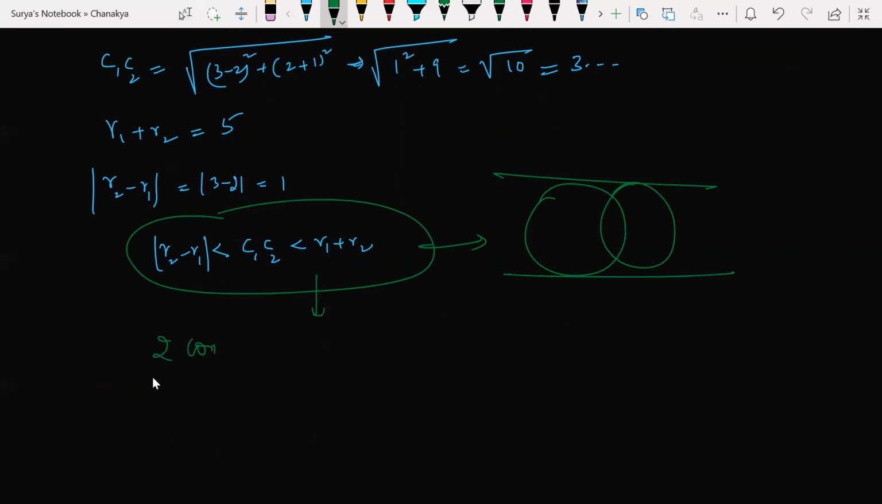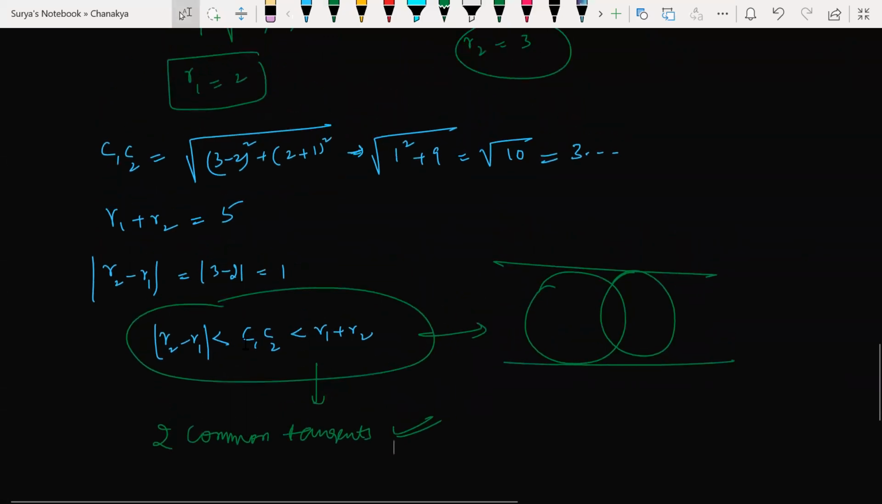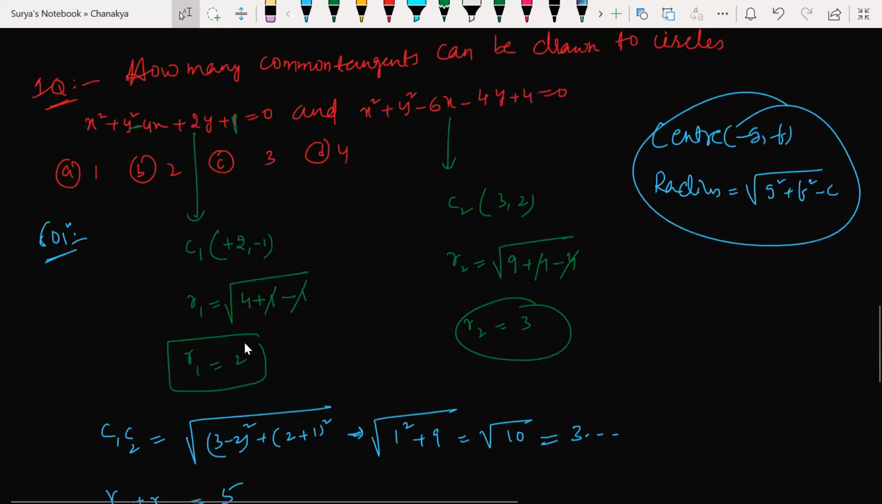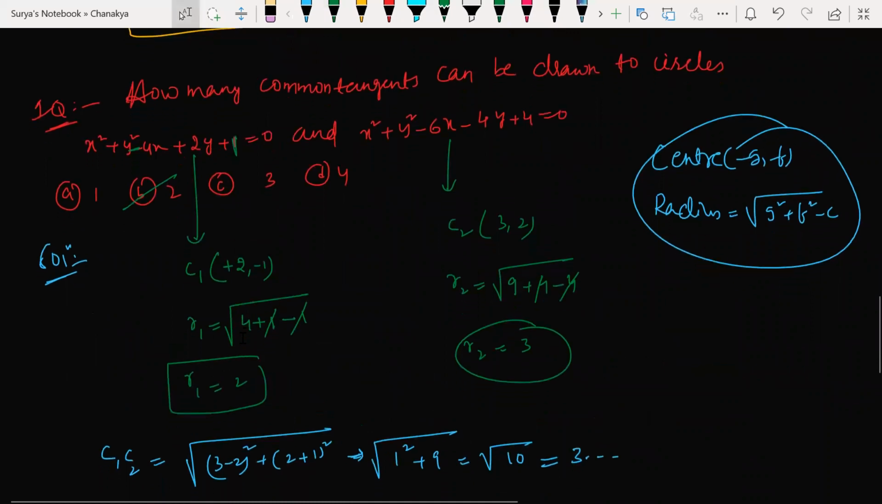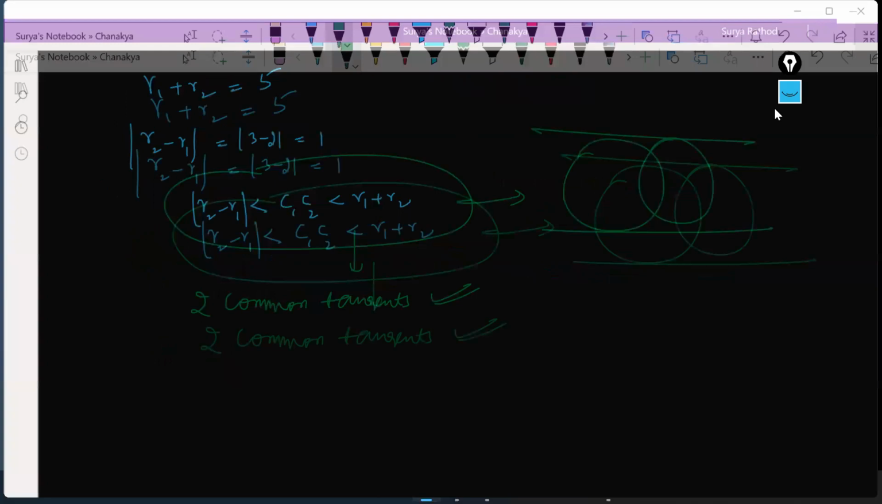2 common tangents. So he'll be giving you 2 circles and asking you for the number of common tangents. So this is the procedure to solve that. 2 common tangents can be drawn here. Right? Clear, people? Shall we get into the next question? Option 2 is correct here. Any doubts here? Very simple. How easy it is.